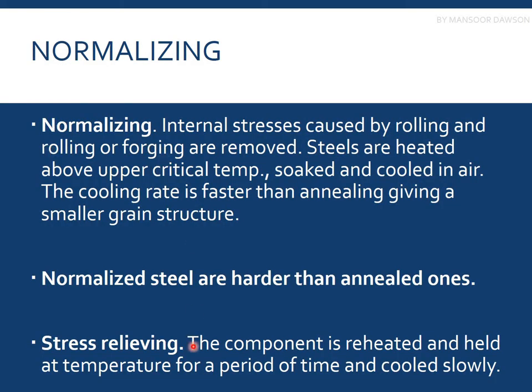Okay, and normalized steels are harder than annealed ones because the cooling rate is very fast, and the grain size is also smaller than that of the annealed structure. And stress relieving. Okay, so in stress relieving, the component is reheated and held at a temperature for a period of time and cooled slowly. So there is stress relieving, normalizing as well.